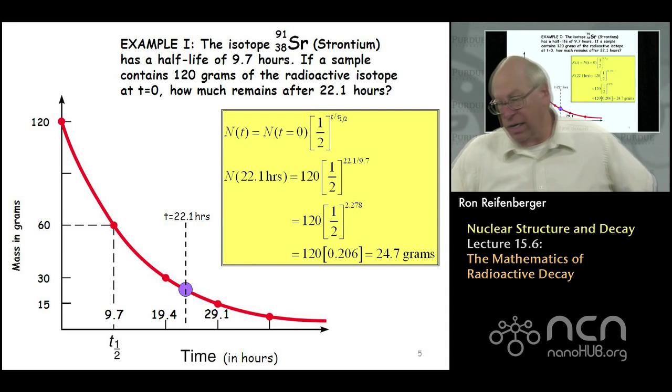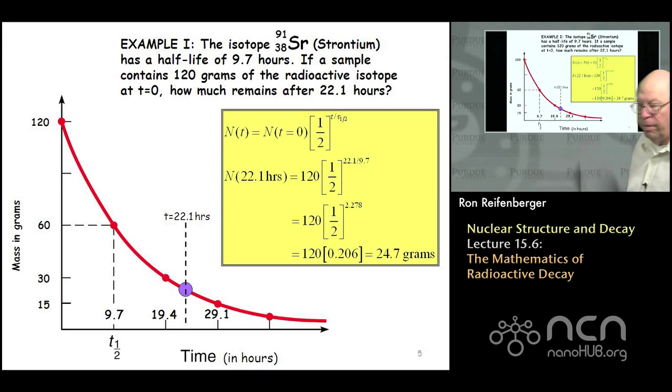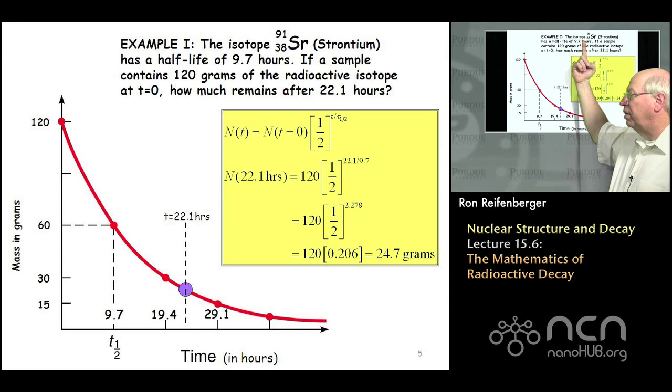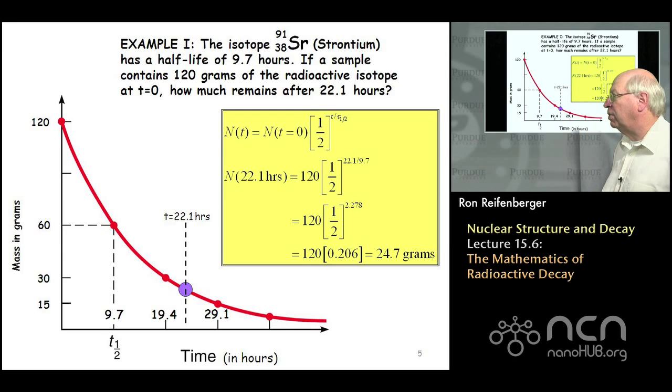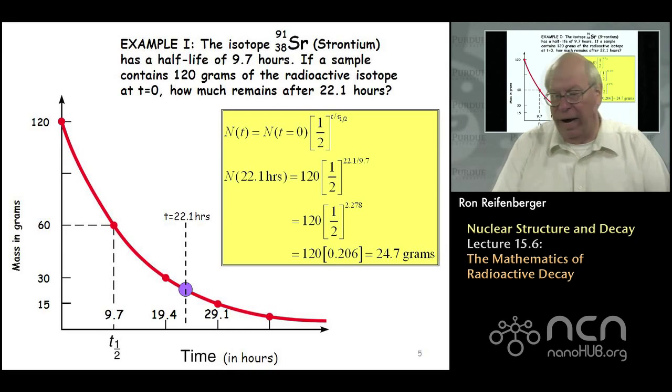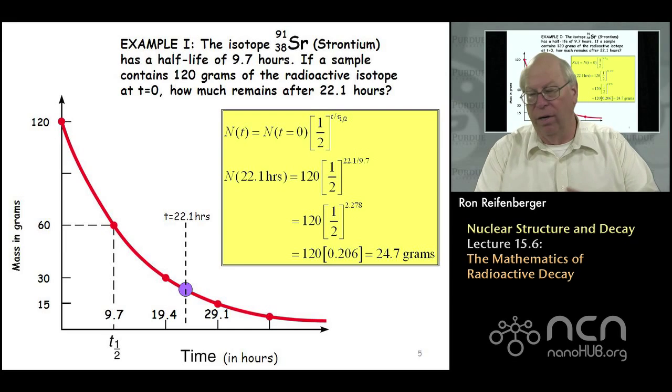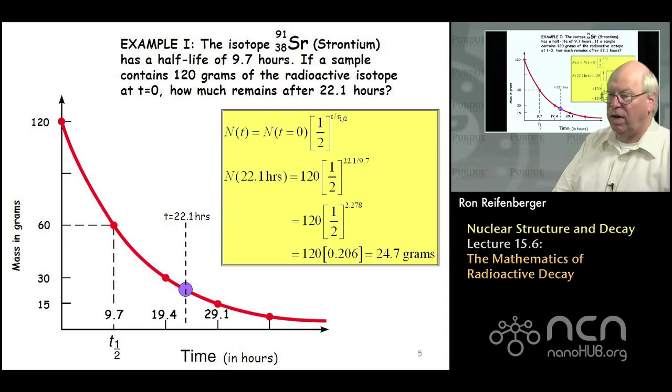Let's work out an example. There will be a number of examples in this lecture to illustrate these ideas. Here we have an isotope of strontium, strontium 91. It has a half-life of 9.7 hours. If I give you a sample that contains 120 grams of this radioisotope right now, and I come back in, let's say, 22.1 hours, how many grams of the strontium 91 isotope are left?